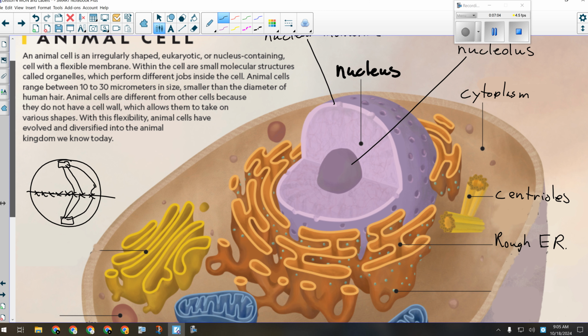The rough ER transports proteins. Because the little dots, the ribosomes, do what? They make the protein, yes. So they're covered in things that make protein. It's logical that they would transport the protein that's being made all over the place. So the little turquoise dots, same as in the plant cell, are ribosomes, and their function is to make protein.